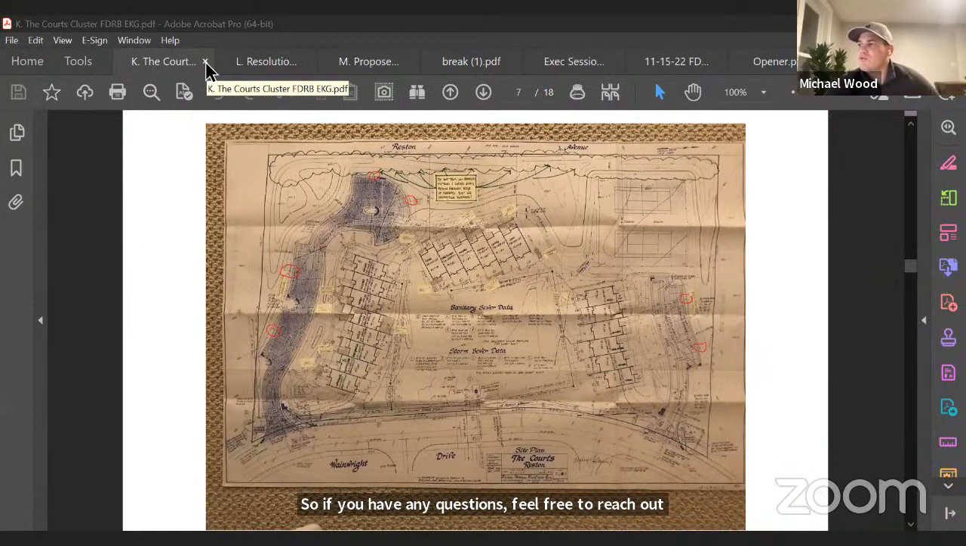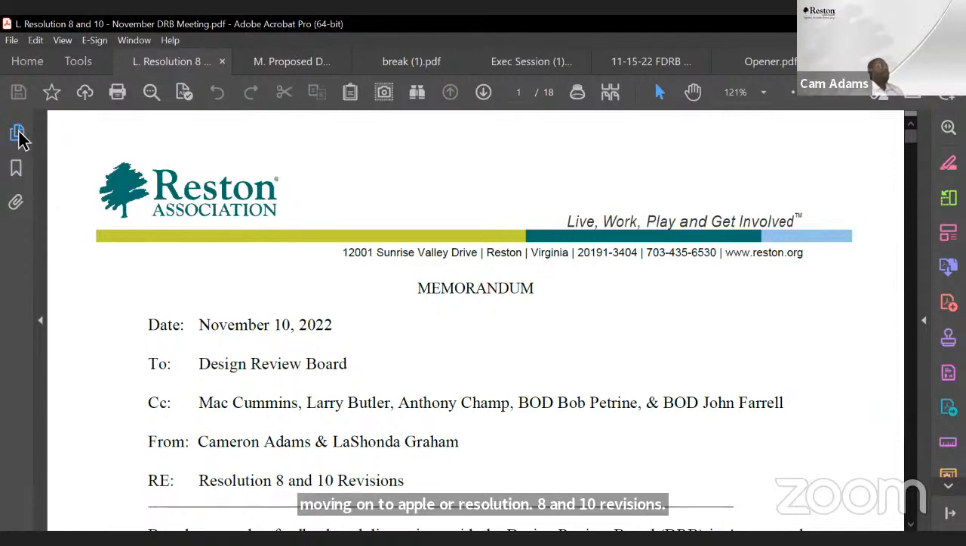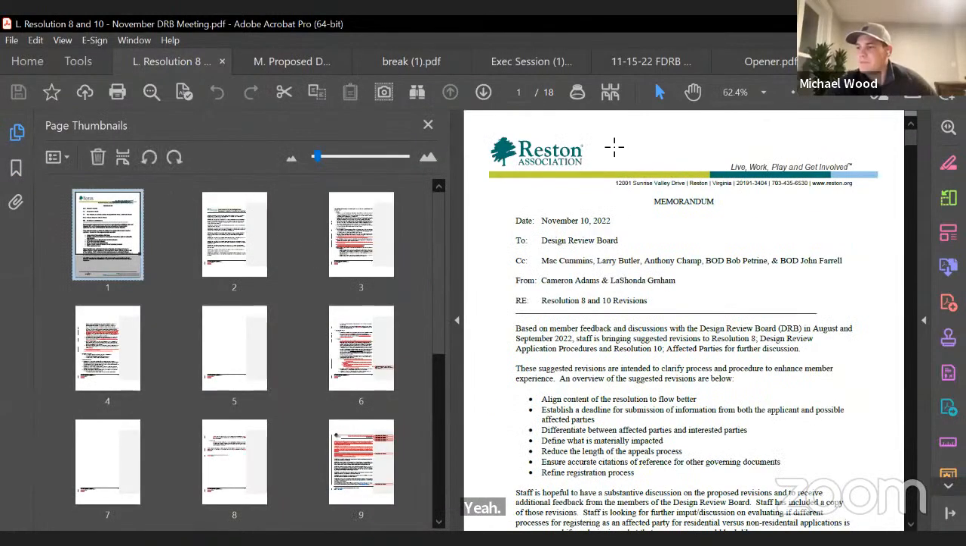All right, moving on to resolution 8 and 10 revisions. Adams, take it away.